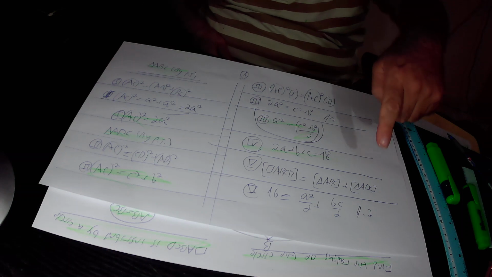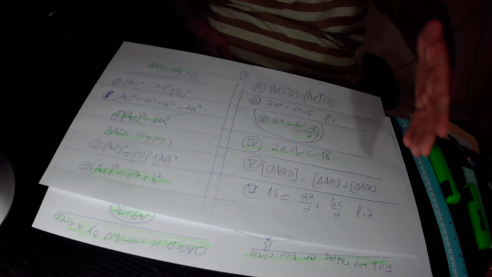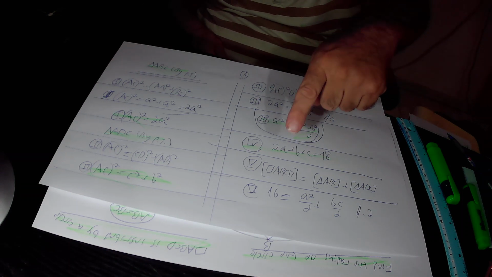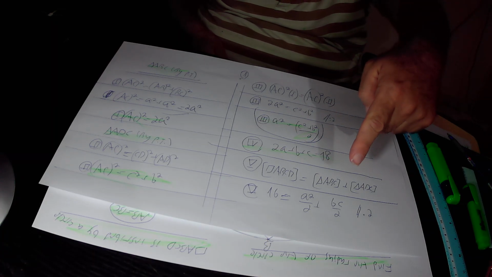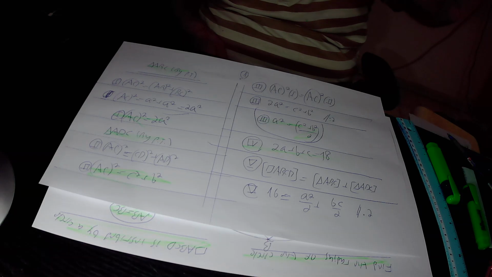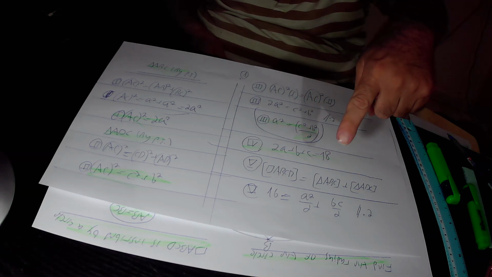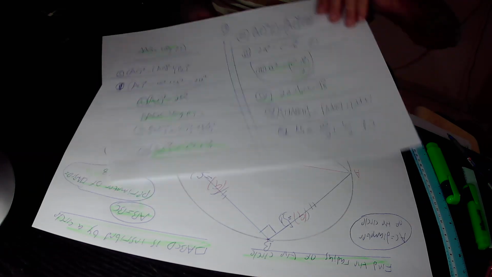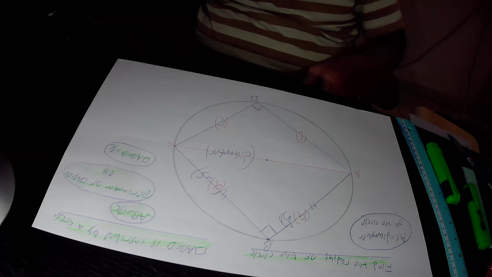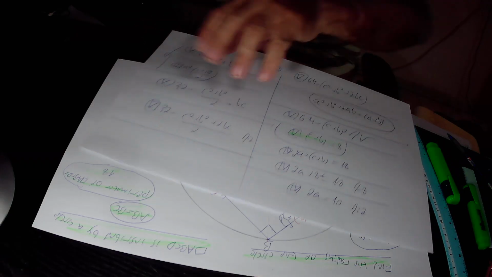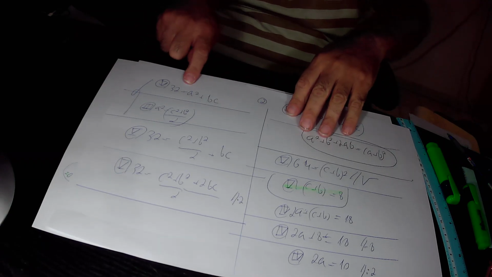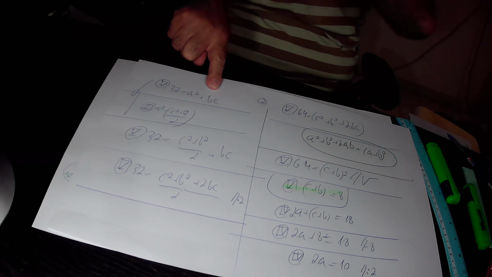So here we multiply this equation 5 by 2, and finally found out that 16 times 2 is 32 equals a squared over 2 is a squared, plus bc over 2 is bc. So in total, we should find out that 32 equals a squared plus bc. According to equation 5, 32 equals a squared plus bc.